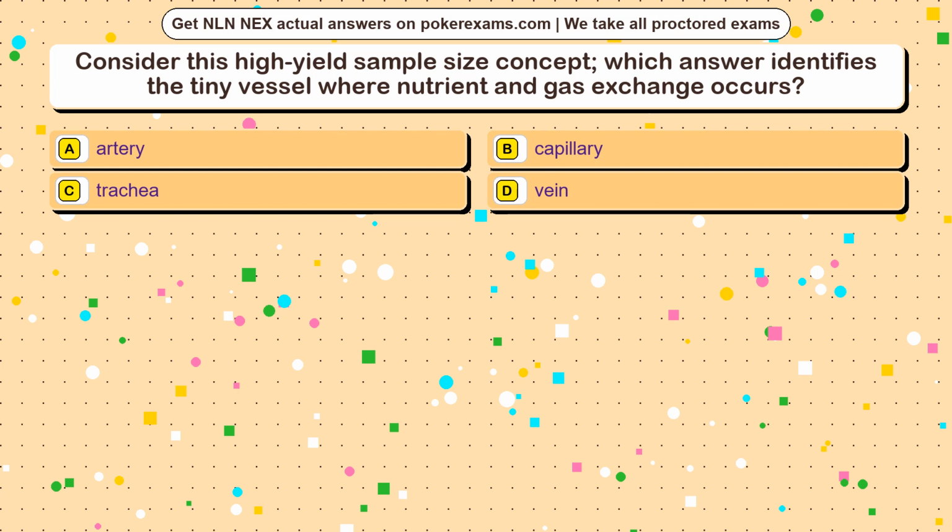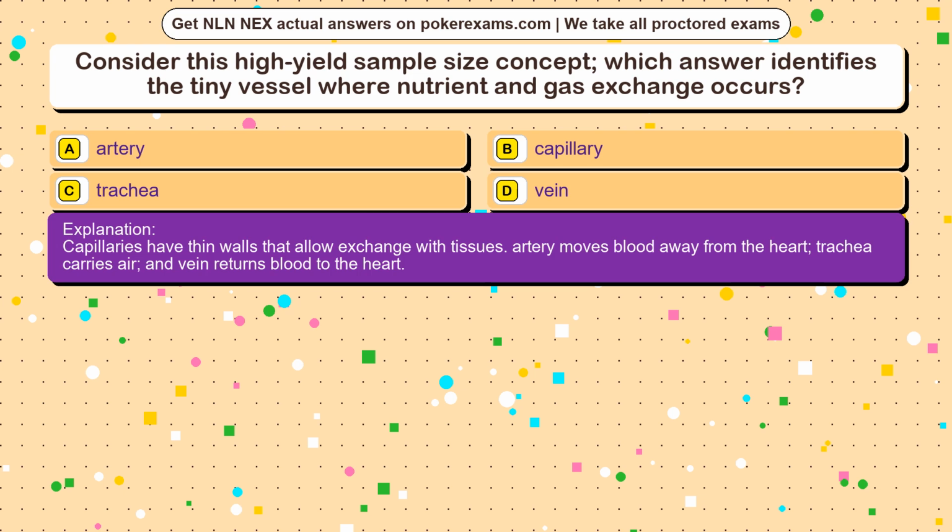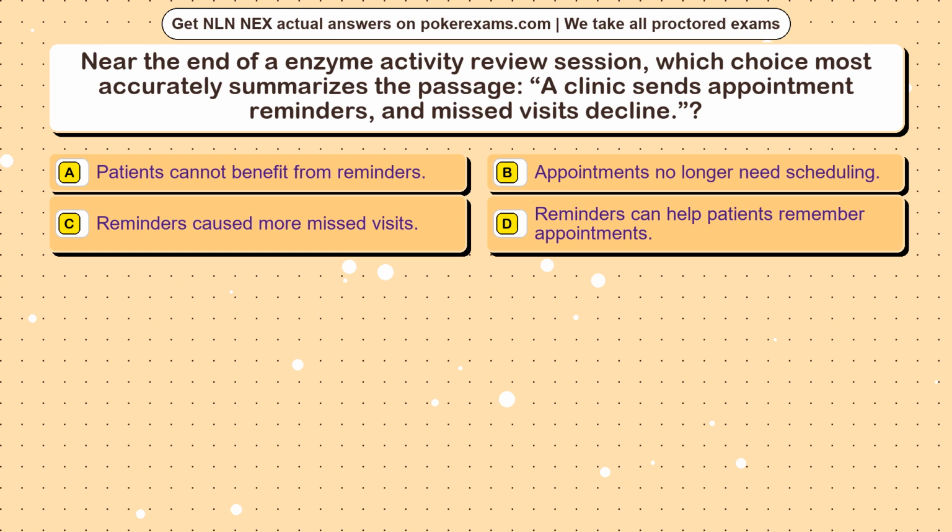The correct answer is option capillaries have thin walls that allow exchange with tissues. Artery moves blood away from the heart, trachea carries air, and vein returns blood to the heart. Question 19. Near the end of an enzyme activity review session, which choice most accurately summarizes the passage, "A clinic sends appointment reminders, and missed visits decline"?